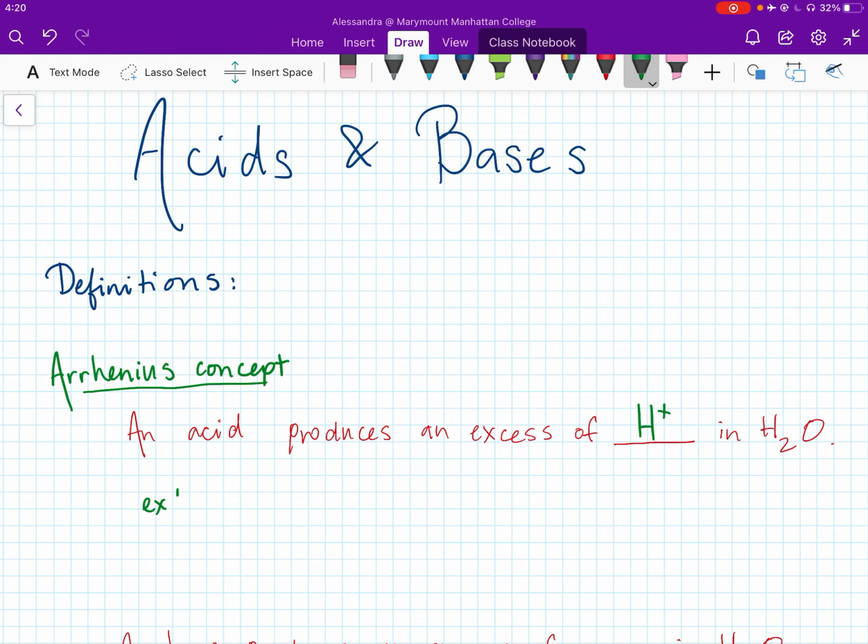An example of this would be hydrochloric acid. If we put hydrochloric acid in water, I'm just going to put the water over the arrow, it completely dissociates into protons and chloride ions. That complete dissociation makes a lot of protons float around in the water. Those are aqueous ions. And there we go, we have the Arrhenius definition of an acid in hydrochloric acid.